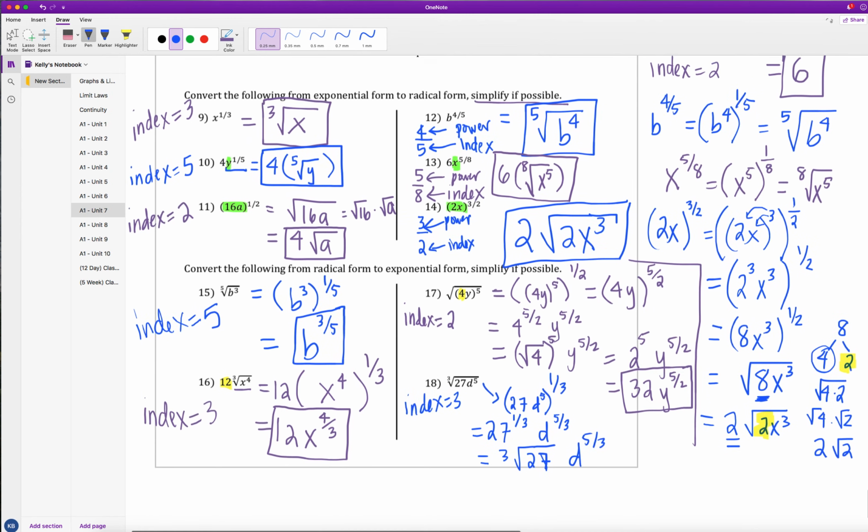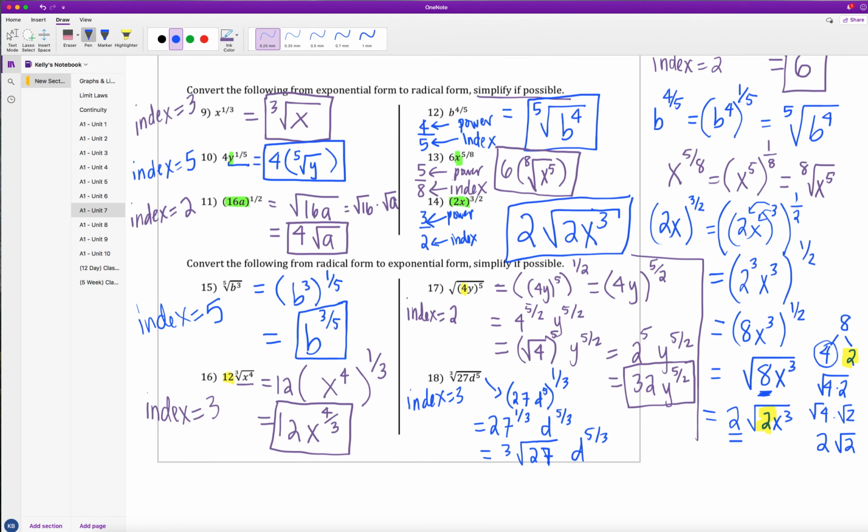Let's get a little bit more space. Now the cube root of 27 is a perfect cube. We had done that earlier in example 4, and the cube root of 27 is equal to 3. So I get 3d to the 5/3. That cube root of 27 we had already done back in example 4, if you want to see the work that goes with it.